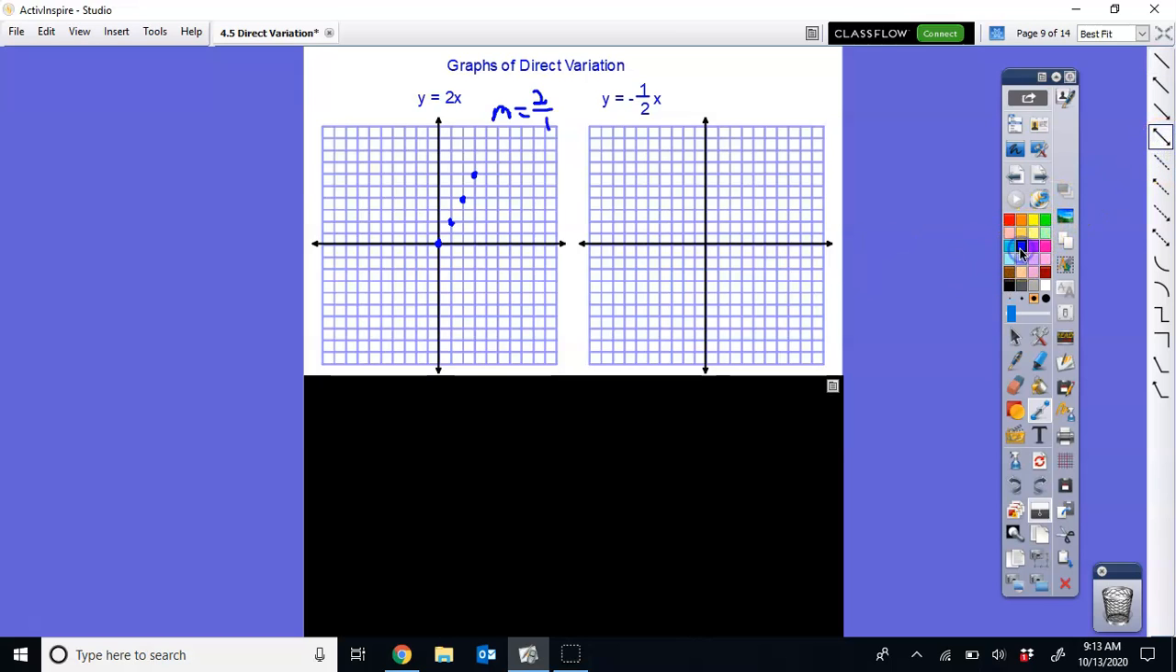Notice your constant of variation, y equals 2 times x, like we talked about with the basketball example, is your slope. And notice that your graph goes through the origin.